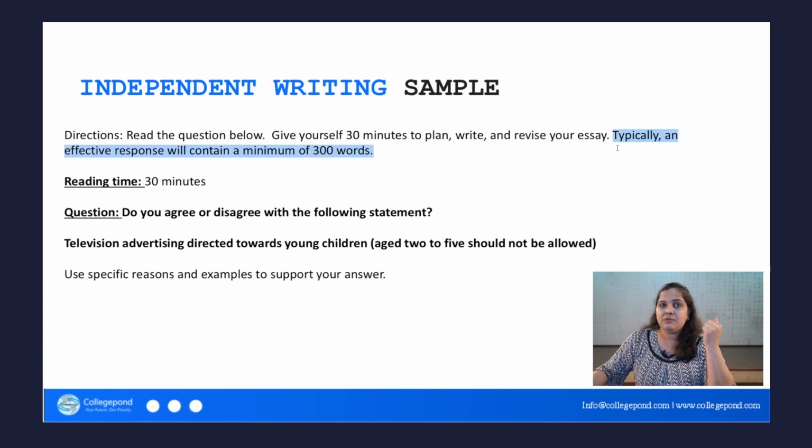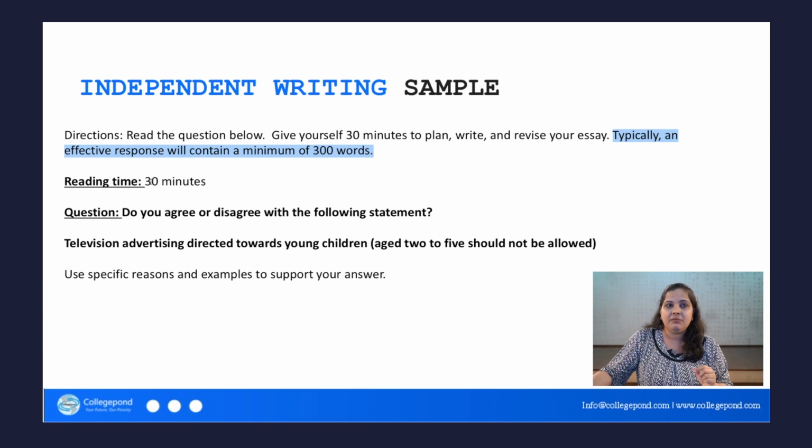Typically, an effective response will contain minimum 300 words. Now, this prompt here says that this is the typical length of the essay, but I would suggest you follow this as a ground rule. If you write anywhere less than 300 words, you will be marked down. Keep that in mind. Try and write at least a good 300 to 350 words, because that will be a good bet for you. That will make sure that you've covered all the points.